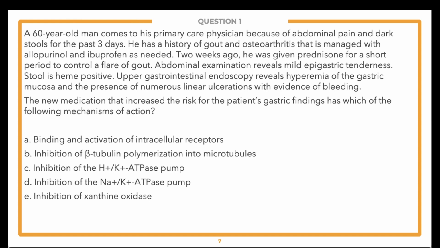Okay, so I'm going to launch the poll, and I'll give you a chance to tell me what you think is the right mechanism of action.